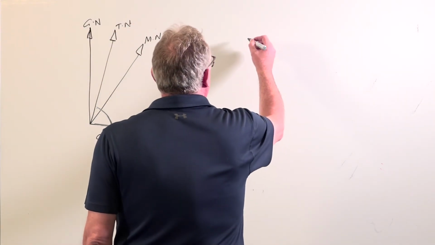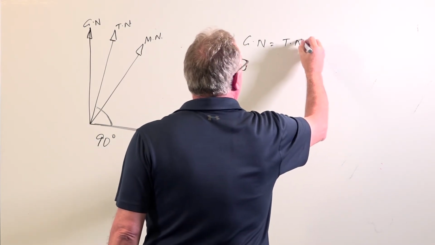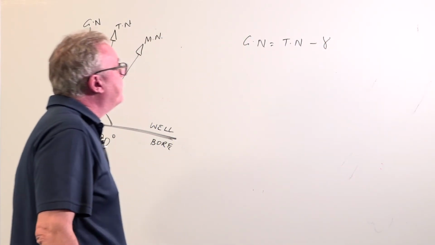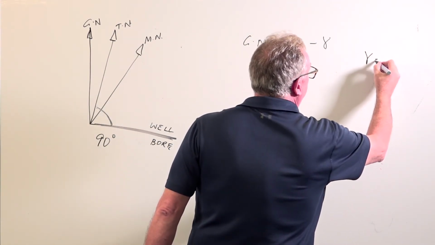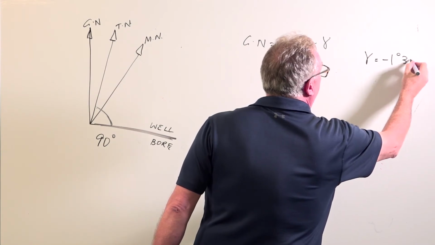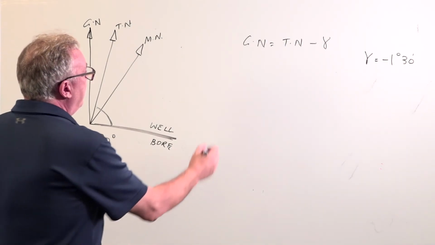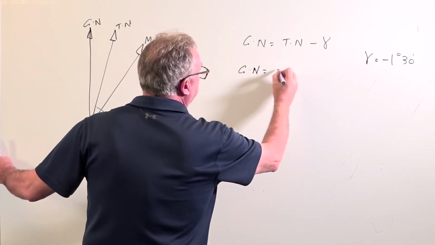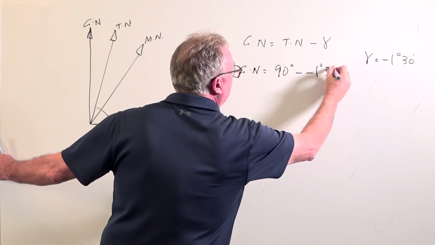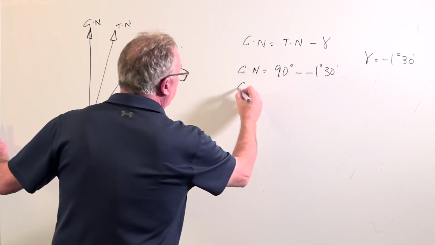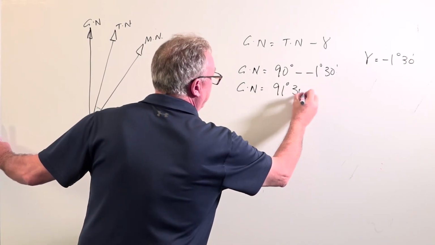So let us go over here, and we can write down the expression that grid north equals true north minus my grid convergence. And if we cast our mind back earlier, we were told that the convergence value is equal to -1 degree and 30 minutes. That was what we calculated earlier in the answer. Therefore, grid north is going to equal 90 degrees minus -1 degree 30 minutes. So therefore my grid north is going to equal 91 degrees and 30 minutes.